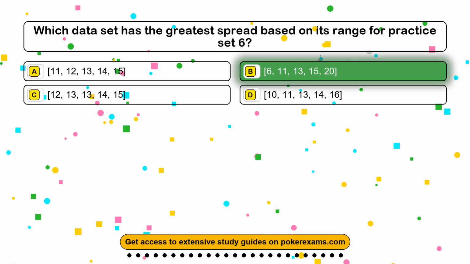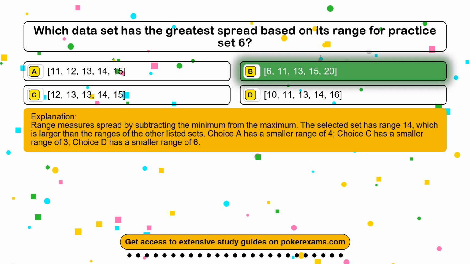The correct answer is option B, 6, 11, 13, 15, 20. Range measures spread by subtracting the minimum from the maximum. The selected set has range 14, which is larger than the ranges of the other listed sets. Choice A has a smaller range of 4, choice C has a smaller range of 3, choice D has a smaller range of 6.